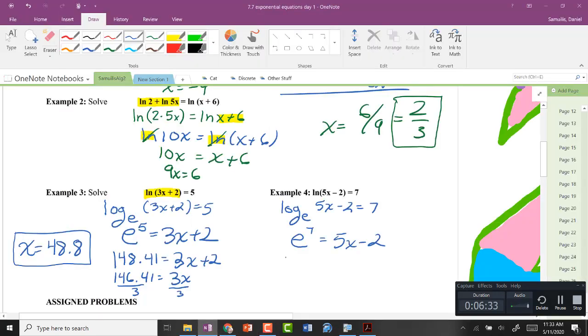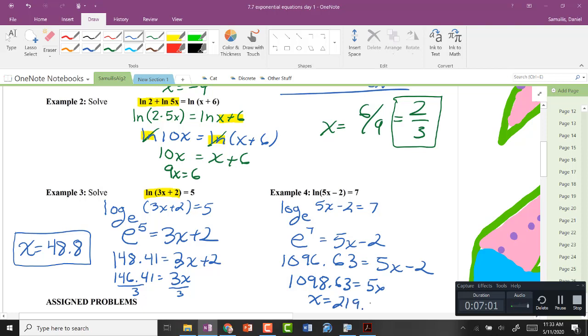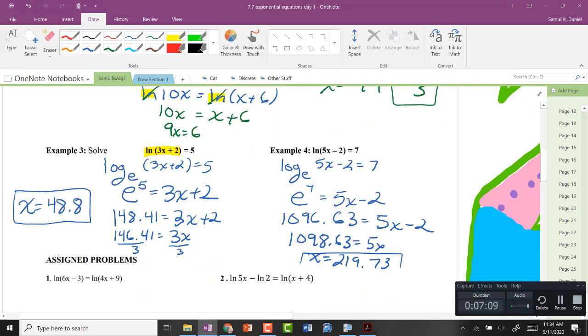So 1,096.63 equals 5x minus 2. We're going to add 2 to both sides, which gives us 1,098.63 equals 5x, and then divide by 5. So we end up with x being equal to 219.73. Plug that back in. I do not get a negative, so there is my answer. That's it. All right, that's all we are doing today.